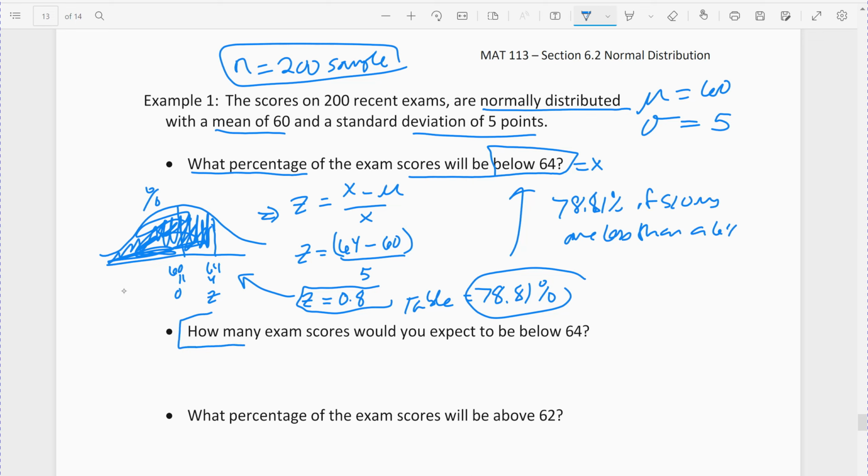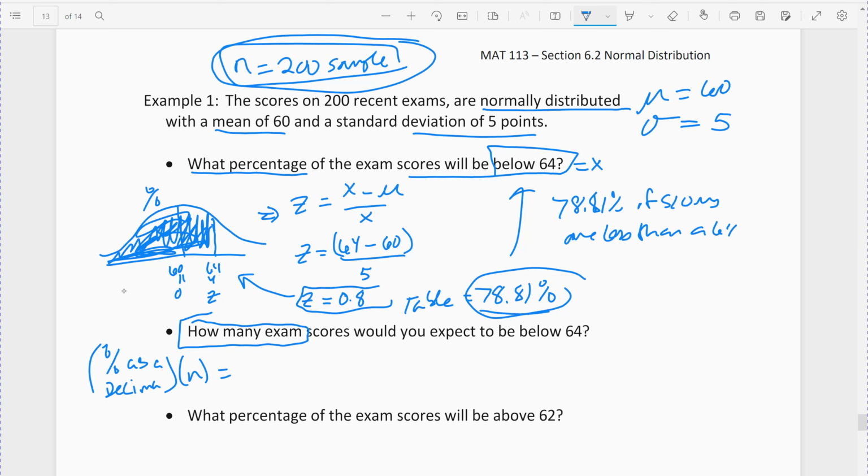Alright, so now the next question was, well then how many? We know the percent. How many? Well, they gave us the sample size. So remember, when we find how many, you take the percent as a decimal times your sample size, the size of your group. I take this percent, the 78.81, as a decimal. You would divide that by 100 to get the decimal. Leave it exact, 78.81, times how many students? Because 78% of them will score less than a 64, so you take that times 200, and the number comes out 157.6. Remember, we're talking people. This will always ask you to round to a whole number because we want a whole number of people. And so I'm going to round up to 158. About 158 students out of 200 scored below a 64.